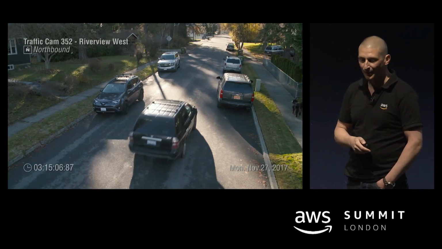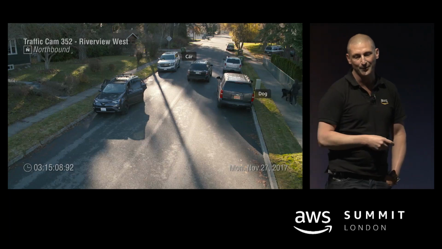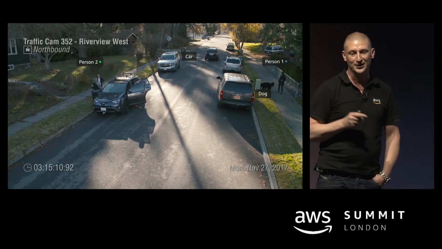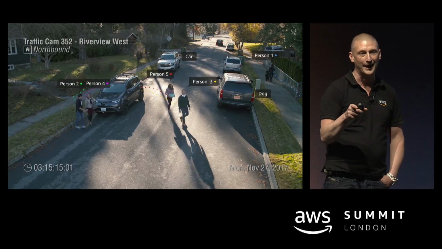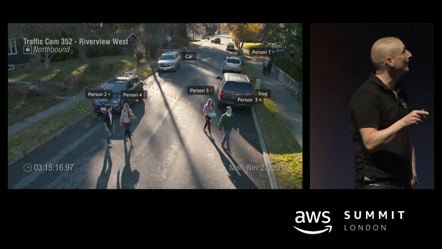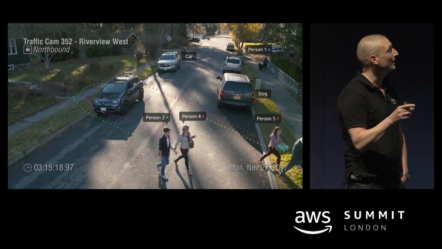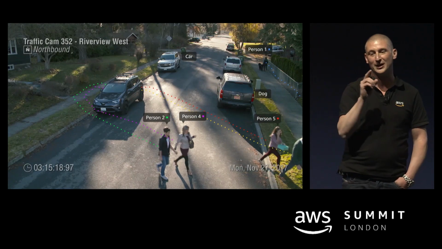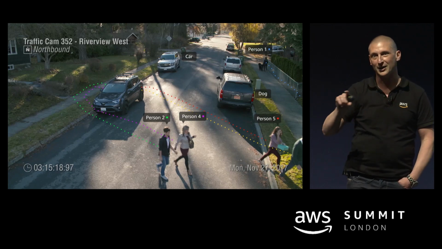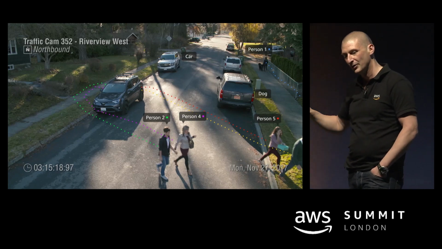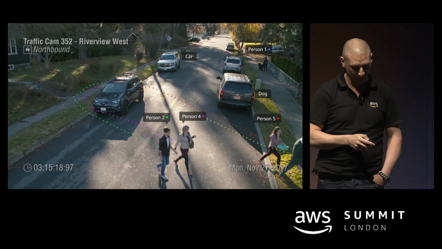In this example, you can see the objects are being detected in the frame, and the individual people are all being tracked as they move through the frames. So you've got that frame-by-frame analysis, capturing the recognition of people, and then the tracking of those people as they move through the frames.